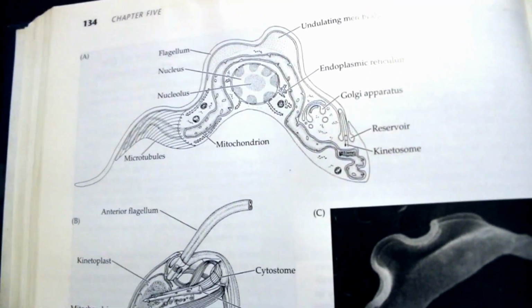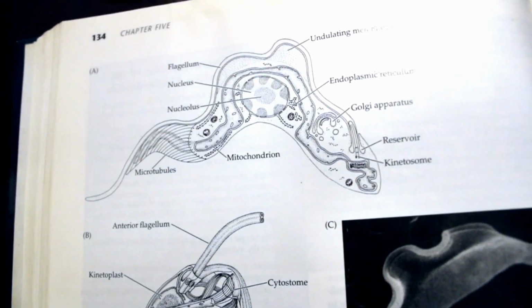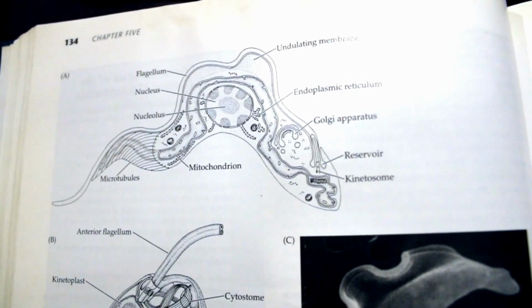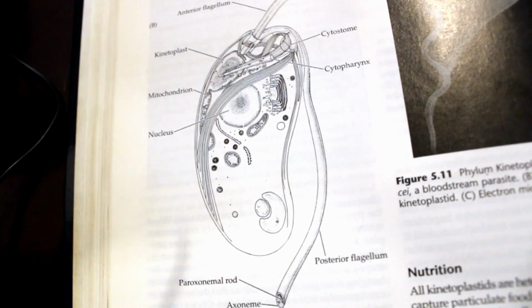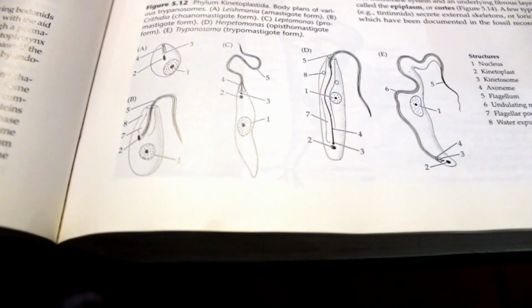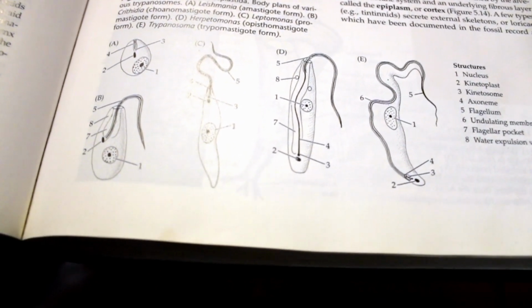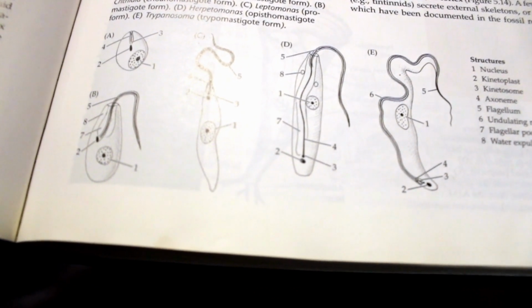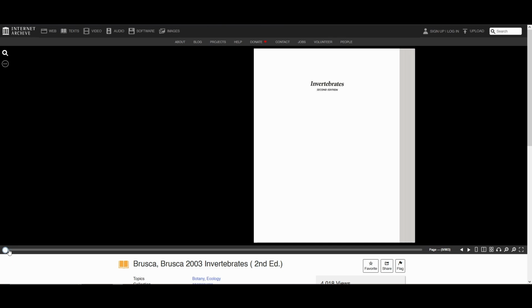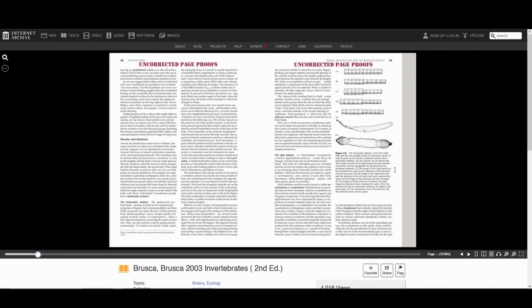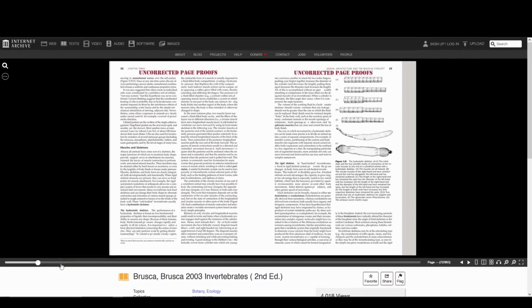So scientific illustration, it's a topic on its own. There are many really good illustrations out there. For example, this is one of my favorite books, the Brusca of invertebrates. And look at these drawings. These drawings are beautiful. They are masterpieces. Okay, maybe my camera isn't good enough, so let's check it on the internet, a digital version. And as you can see, these drawings are extremely beautiful. Look at that.